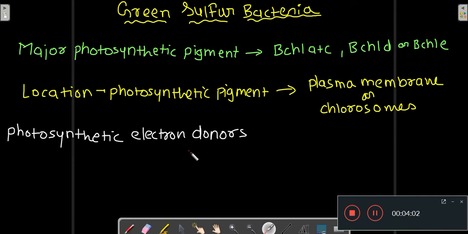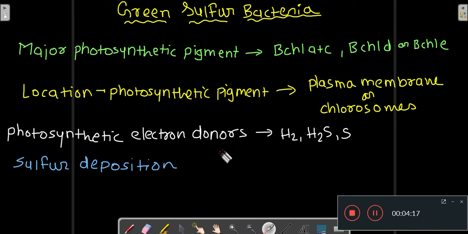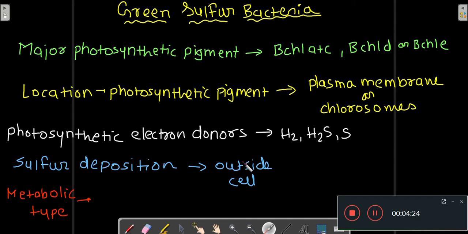Then the photosynthetic electron donors in green sulfur bacteria are H2, H2S or S. Then sulfur deposition happens outside the cell in green sulfur bacteria, and the metabolic type is photolithoautotrophs. These are the characteristics of green sulfur bacteria.